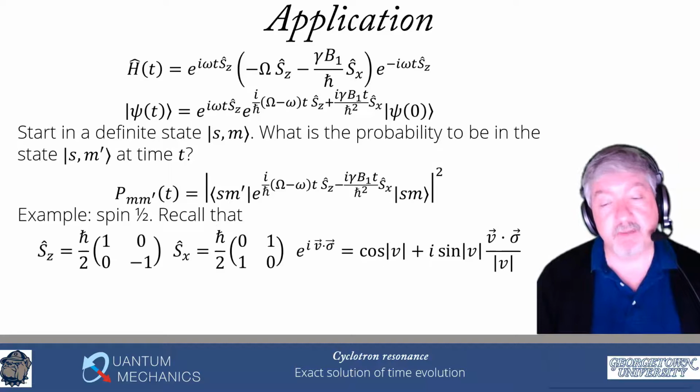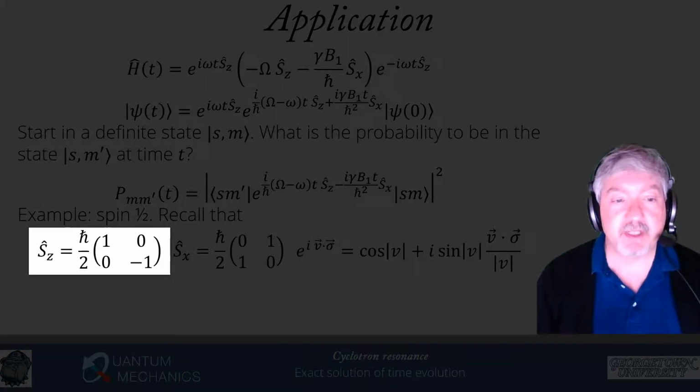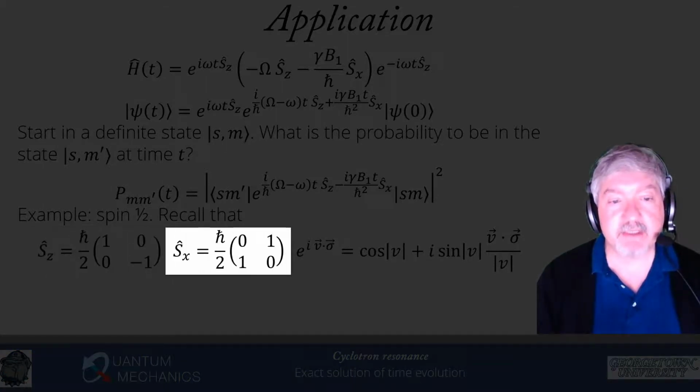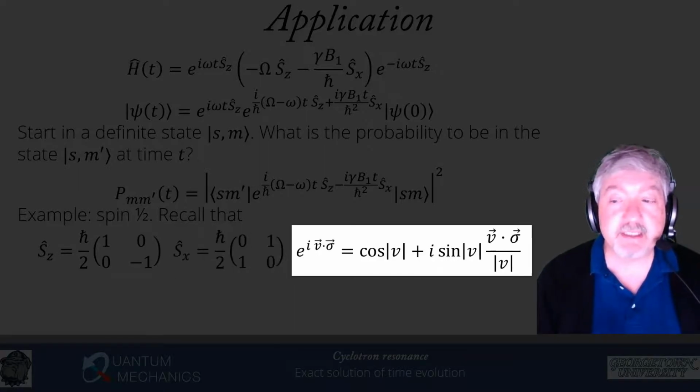I want you just to remember how we represented spin for spin 1/2. Sz was h bar over 2 times the sigma z Pauli matrix. Sx is h bar over 2 times the sigma x Pauli matrix. And then we had this really neat identity that we had derived, e to the i v dot sigma, where v is a vector of numbers and sigma is a vector of Pauli matrices. That's equal to cosine v times the identity matrix, which I explicitly suppressed here, plus i sine modulus of v times v dot sigma over modulus of v.